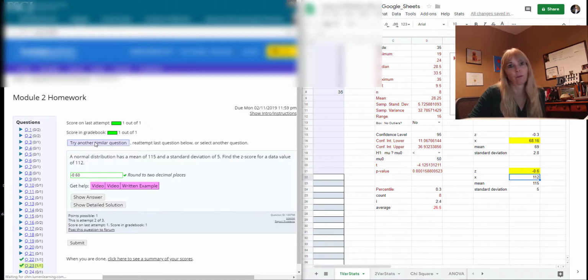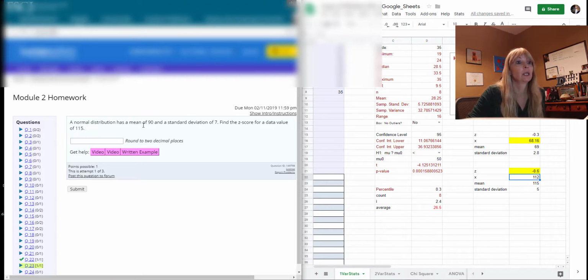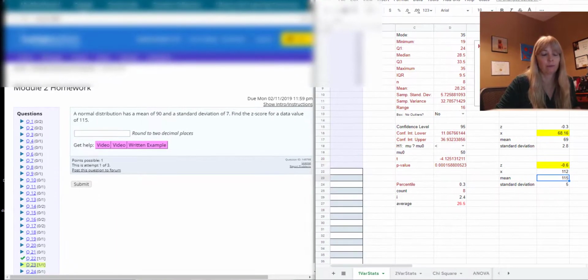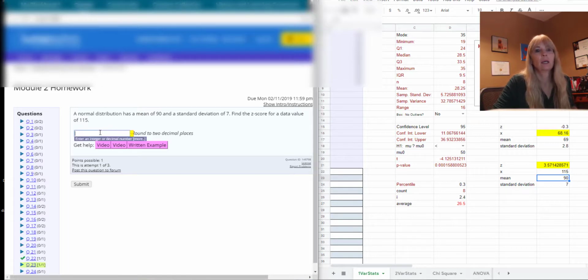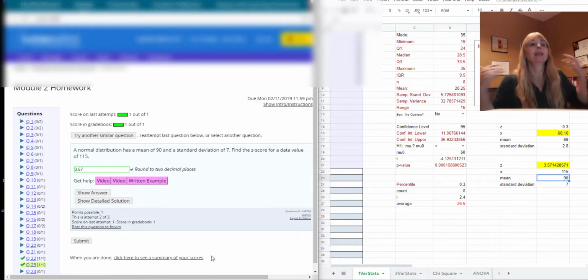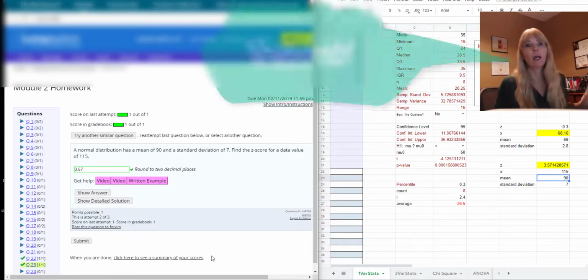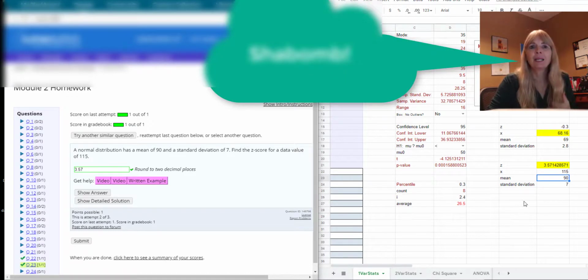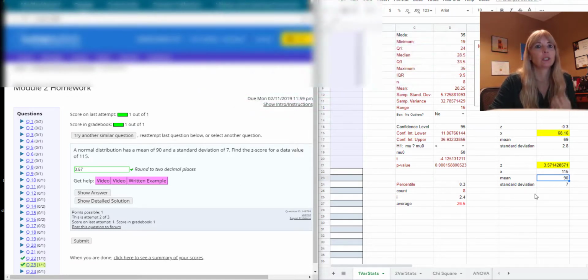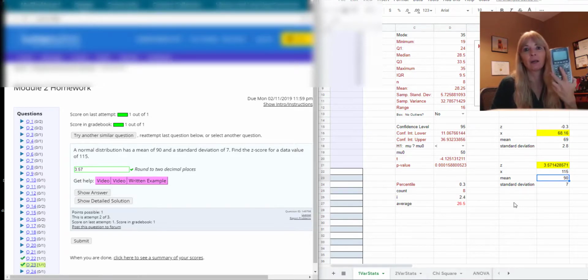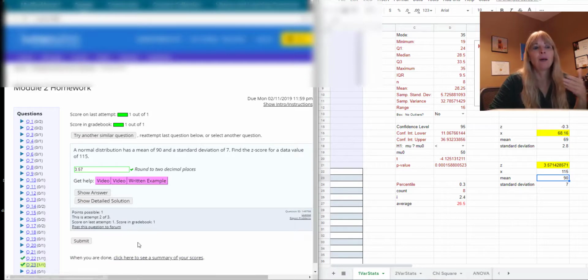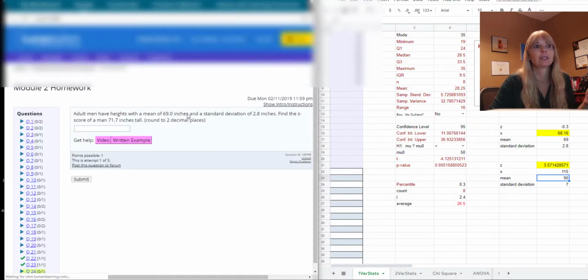And I can do another one, because if you're not a believer, right? So let's see. A normal distribution has a mean of 90, a standard deviation of 7. My X value is 115. I get 3.57. Ba-bam! That is the whole big shabam, right? Is shabam a word? But that's the big deal of using spreadsheets: reusability. Otherwise, if you're just typing in numbers, why not do it on a calculator? You're wasting your time.